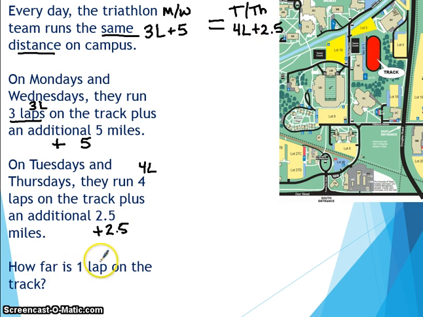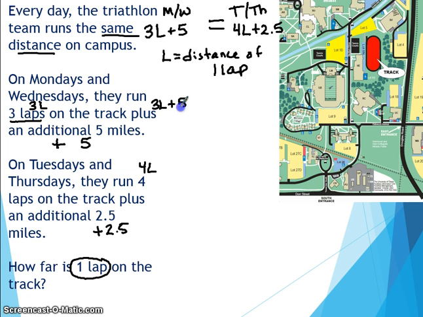Now our question says, how far is 1 lap? So we're going to let L stand for the distance of 1 lap. And then when we take our equation, which I'm just rewriting here, and solve it, we'll be able to figure out what L is.